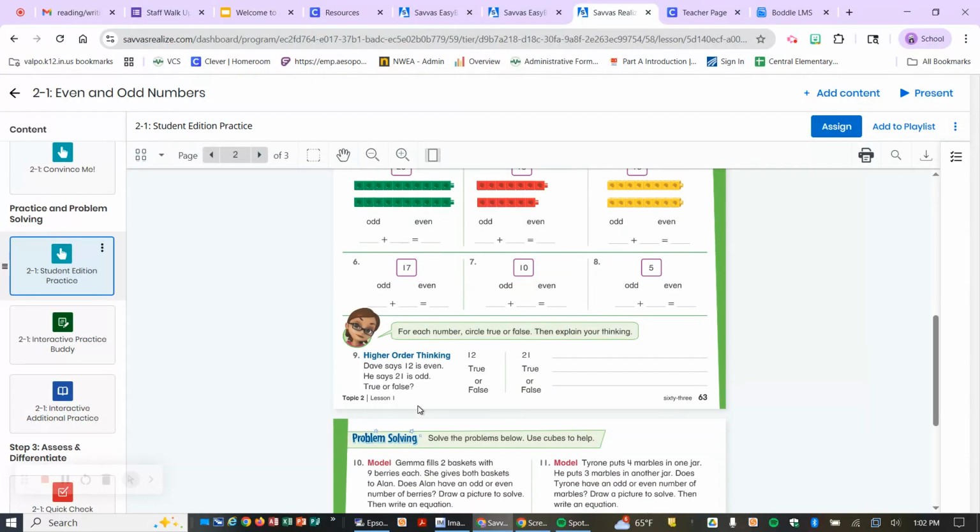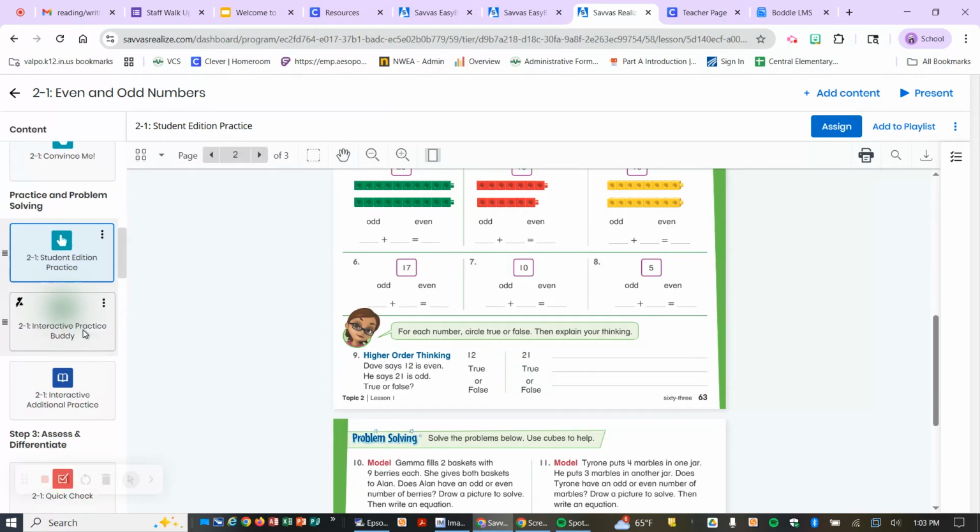For number 9, it says Dave says 12 is even. He says 21 is odd. True or false? Tell me if 12 is even, true or false. Tell me if 21 is odd, true or false, and then tell me how you know. You should be able to say, I know because there's a 2 in the ones place and that's even. There's a 1 in the ones place and that's odd. That's really all you have to say. If you listen to my video carefully, I answered that one for you.